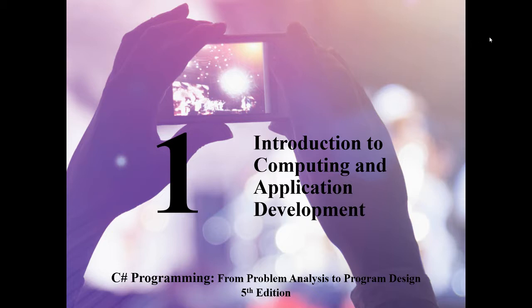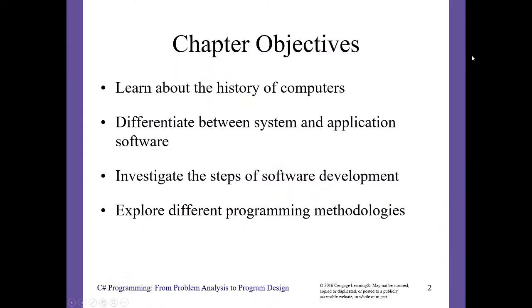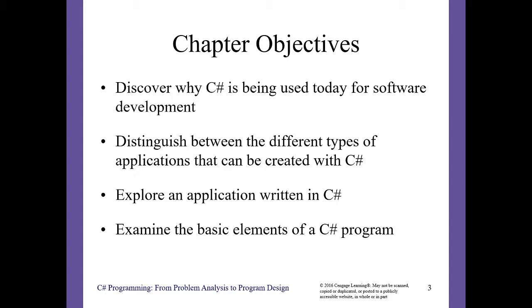Now, in Chapter 1, we're just talking about a lot of different various topics. Besides getting started with C#, we always like to throw in a little bit of the old introduction to computing information so that you know a little bit of history. We want to make sure that everybody understands the difference between system and application software. Look at the steps of software development, and maybe talk about some different programming methodologies. Plans for putting things together.